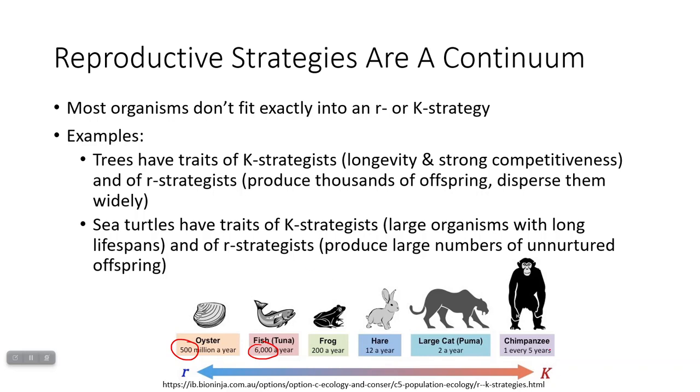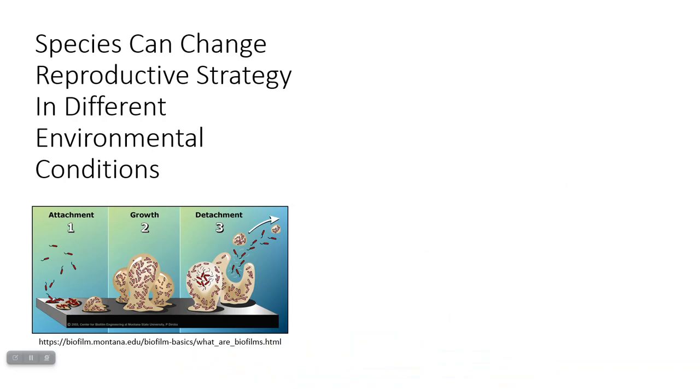Then you have the other end of the spectrum. A chimpanzee, for example, is an extreme K strategist. It will have one offspring every 5 years, and it will take a lot of care of that offspring to try and make sure it lives to maturity. Close to that spectrum, you have large cats like a puma that will have two offspring in a year.